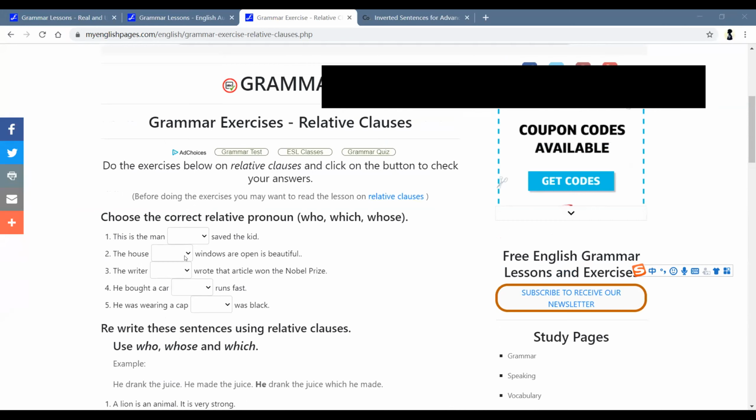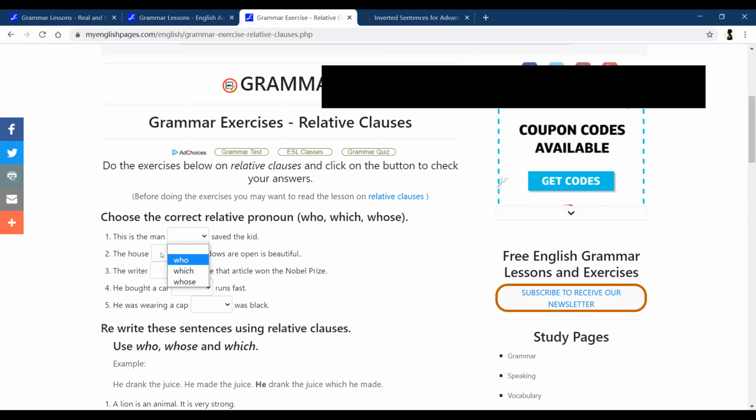Okay, so here are some exercises on relative clauses. The first one: this is the man, blah blah blah, saved the kid. You can take some time by pausing the video, and I'll just continue here. There are three choices: who, which, whose. This is the man who saved the kid. This is the man who's saved the kid. This is the man which saved the kid.